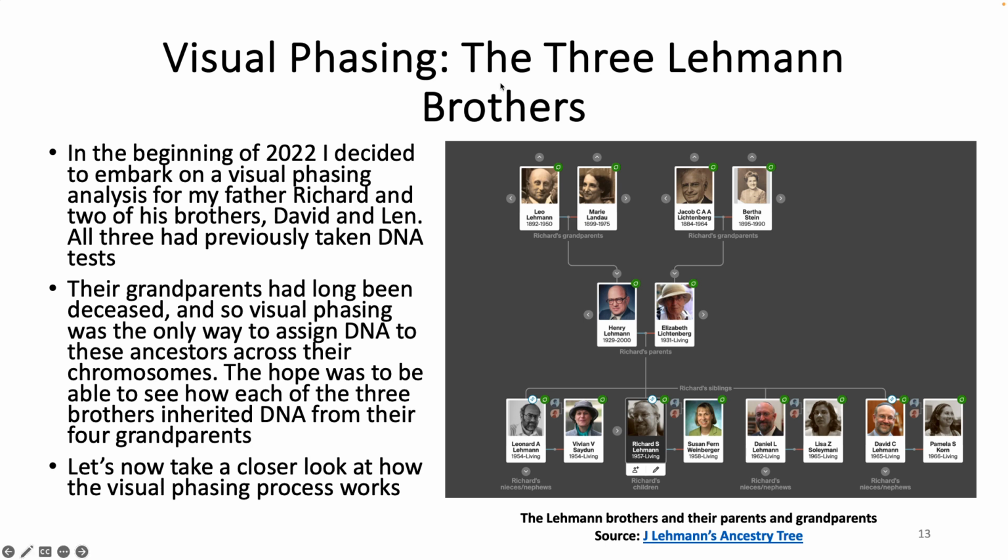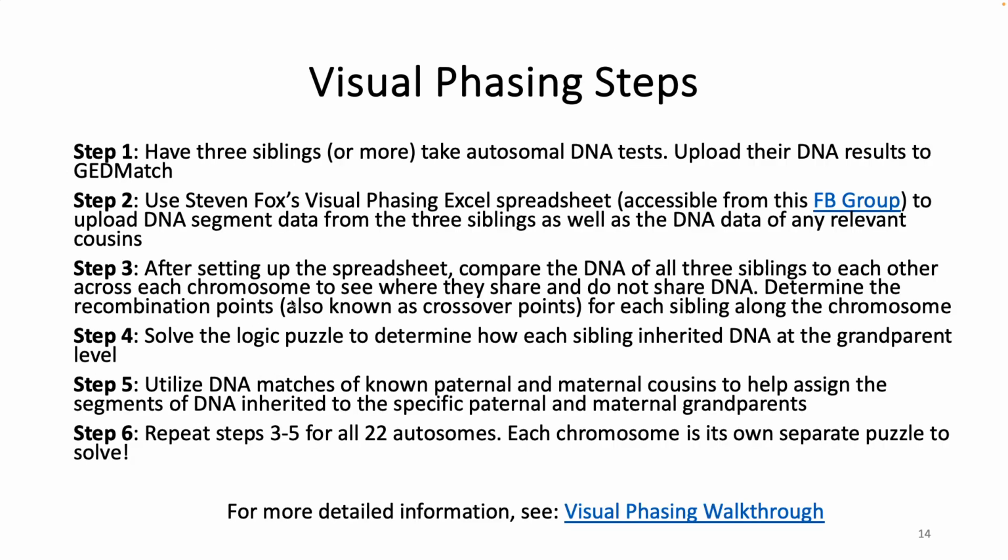Now, if you look here, all 4 of their grandparents had long been deceased. Between 1950 and 1990, that's when all of their grandparents had died. So there was no way to have done autosomal DNA testing on the grandparents to be able to compare with. The only hope to be able to build this chromosome map more fully was to see how the 3 brothers inherited their DNA from the 4 grandparents and compare them to each other. So now let's take a closer look to see how this visual phasing process works.